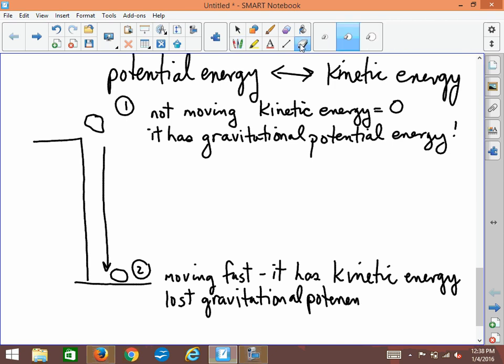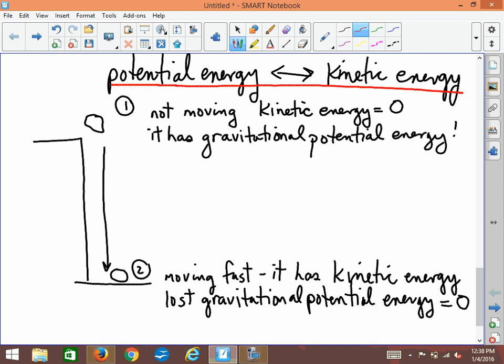Oops, better spell that right. Potential energy. In fact, we could say that once it hits the ground, 0. No more potential energy. So you see what's happened? It started off with no kinetic and gravitational potential, but the gravitational potential energy was turned into motion as it fell through the air, and it became kinetic energy. So you can see how this relationship I talked about is playing out.